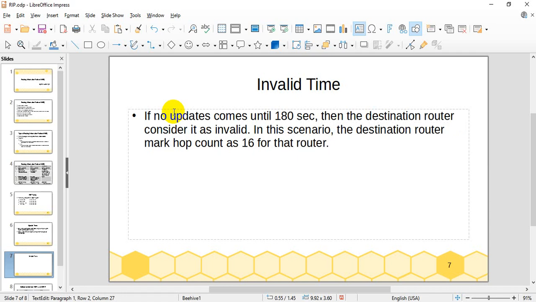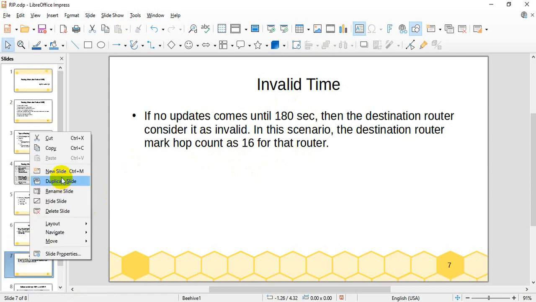It will wait up to 180 seconds. The invalid timer only arises after waiting 180 seconds, then the destination router is considered as invalid. What happens in this condition is that the destination router marks the hop count as 16 for that particular router. You know that the hop count of the RIP routing protocol is 15 only.